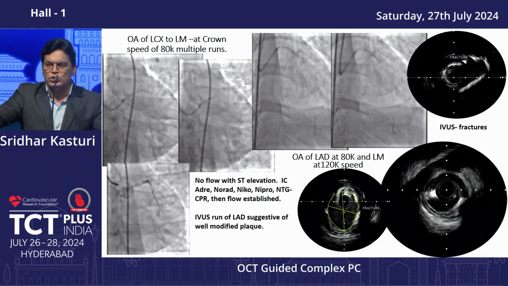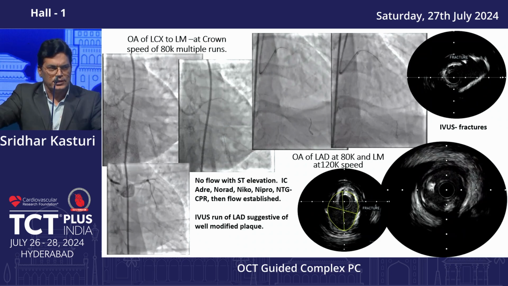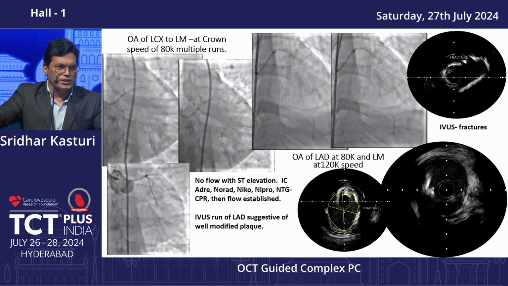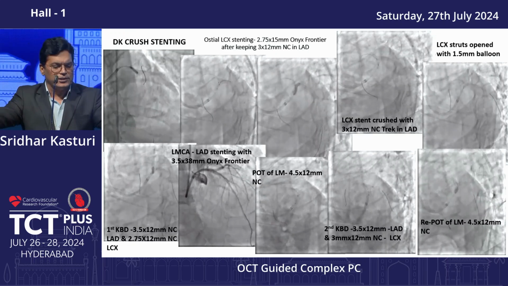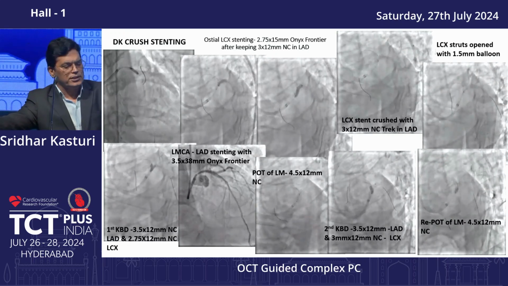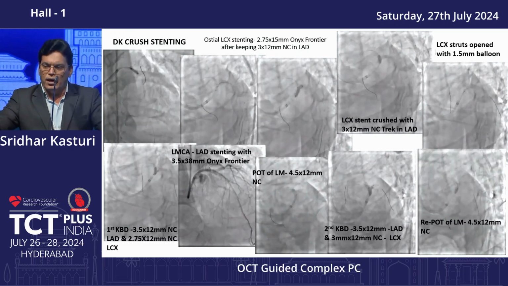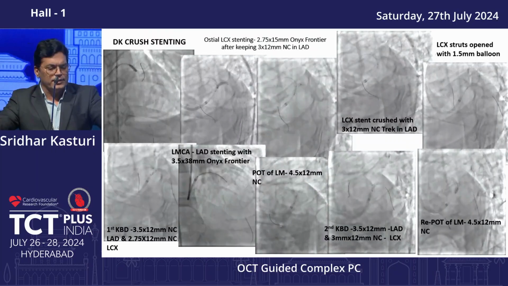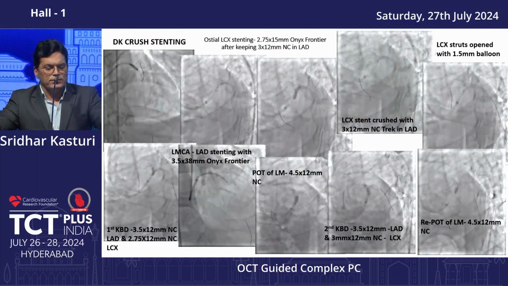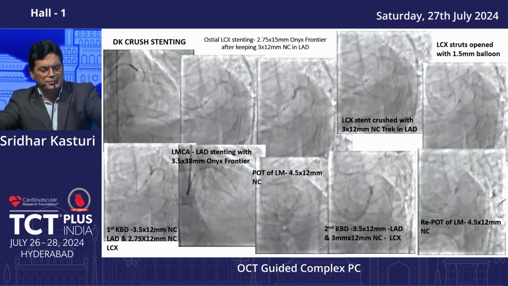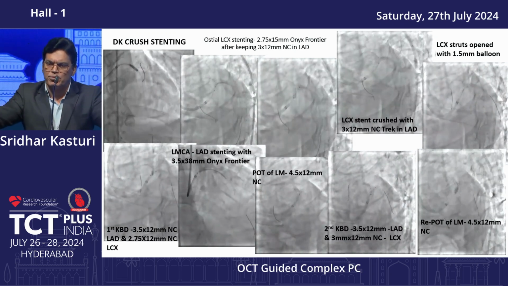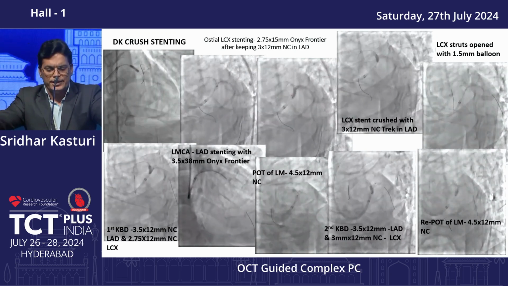You can see the IVUS shows evidence of fracture. That means adequate plaque modification was done. So we were very sure that adequate plaque modification was done. Then we went ahead with the DK crush. Initially, after orbital, again dilated LAD, that is ostial LCX 2.75 into 15 Onyx Frontier, and simultaneously we kept 3 into 12 mm in LAD.